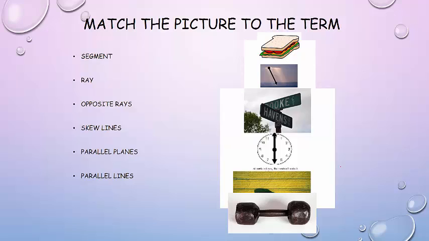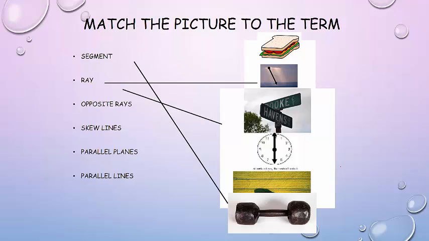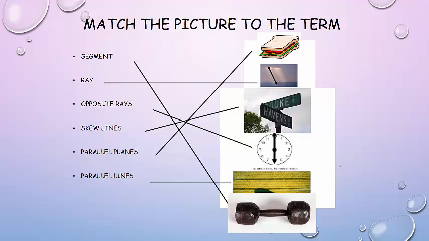Really quick, we're going to match the words to the correct picture. So segment would definitely have to be the dumbbell, the very bottom. The ray would be the ray of sunlight. The opposite rays would be the hands on a clock. Skew lines would be the intersection of two roads, for example. Parallel planes could be the top and the bottom of the sandwich, and parallel lines would be the rows in the field.